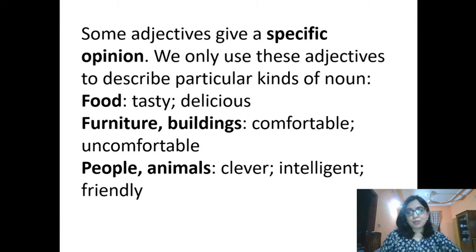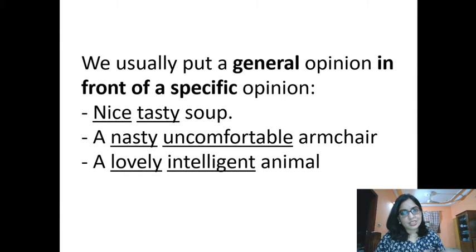Similarly, with people, you are going to use clever, intelligent, and friendly, unless you are making a fairy tale story where chairs talk and cars fly. Then you can say it's a clever car. But in real life, you have to use clever with people or maybe with animals. So we usually put a general opinion in front of a specific opinion. If you have to use more than two adjectives with a noun, then place the general opinion first, then the specific opinion.